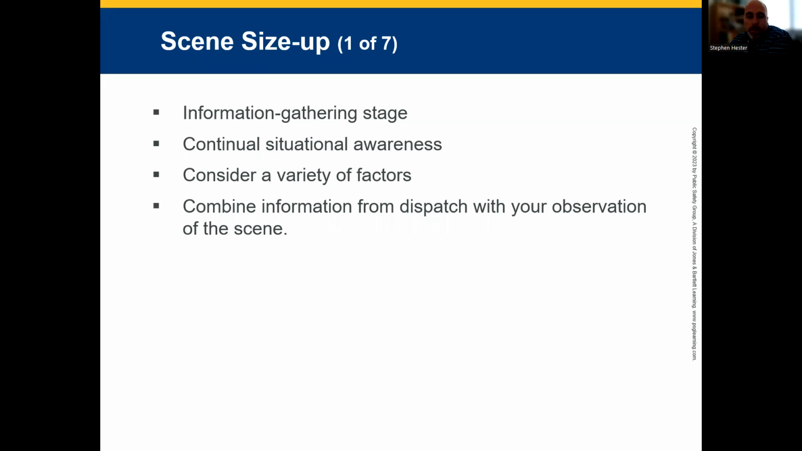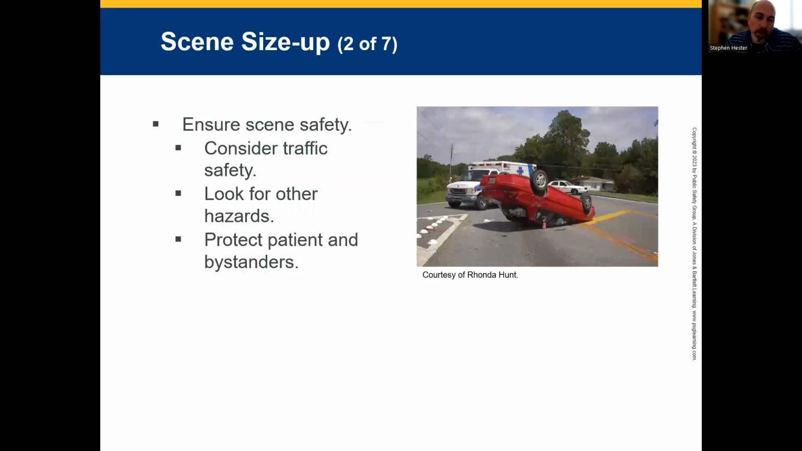All right, the information gathering stage is as you drive up, as dispatch is giving you information over the MDT, over the radio, however you all exchange information. Continuing situational awareness, consider a variety of factors, such as road and traffic hazards, incident hazards, scene of violence. And then your scene size up must be a combined understanding of the situation based on the information the dispatcher provides with your observation of the scene itself. Okay, so this is something that's always continuously going on.